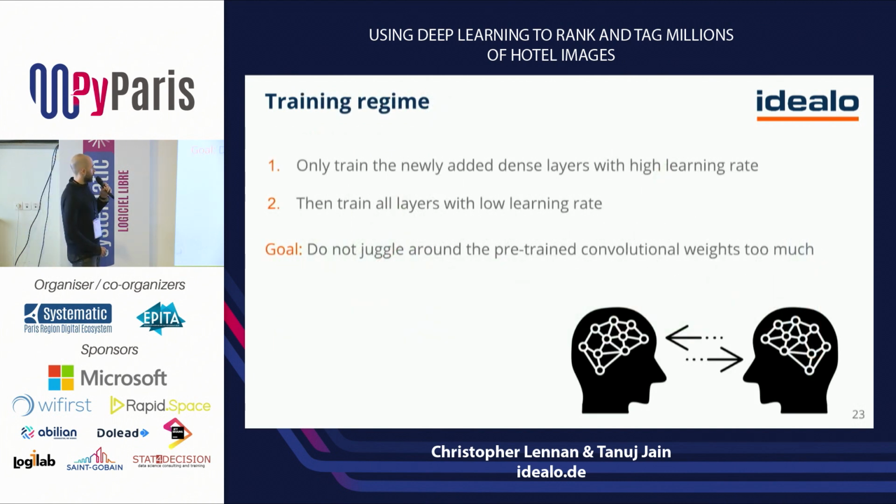The training regime is that at first we only train the newly added dense layers with a high learning rate. Once we have burned in these new weights, we then start training all the layers, also the convolutional layers that were pre-trained on ImageNet, with a lower learning rate, because then we just want to nudge the weights a little bit to get even better results. It's quite important not to train all weights right from the beginning with a high learning rate, because then usually you juggle around the weights way too much, and it slows down training a lot, or sometimes it doesn't even converge.